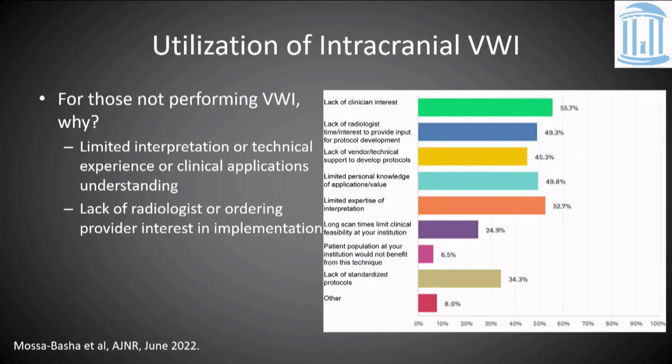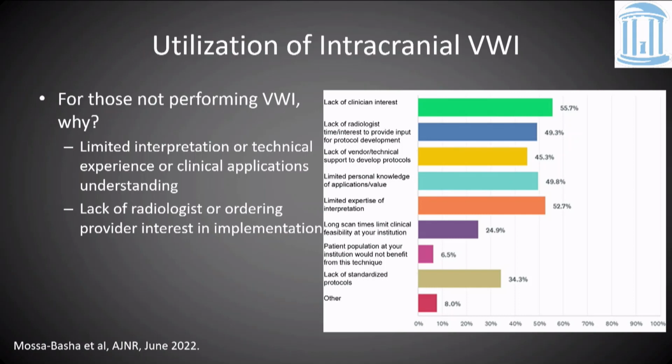So in terms of those not performing vessel wall MR, there are a number of reasons for this. Limited interpretation or technical experience or clinical applications or understanding, or lack of radiologist or ordering provider interest in implementation. What I will mention is that of the respondents that did not perform vessel wall imaging, 55% indicated that if vessel wall imaging obstacles were overcome, they would perform vessel wall imaging.